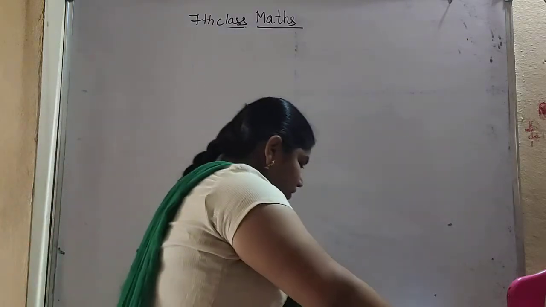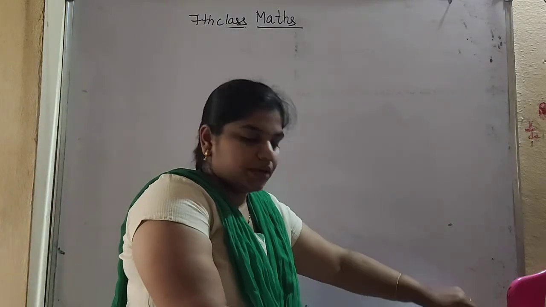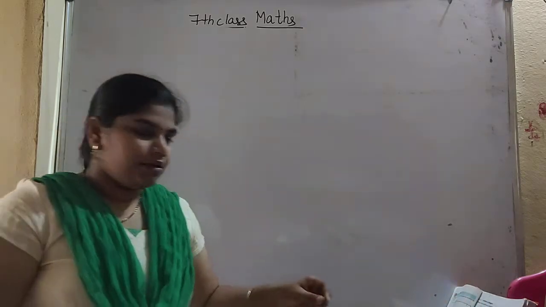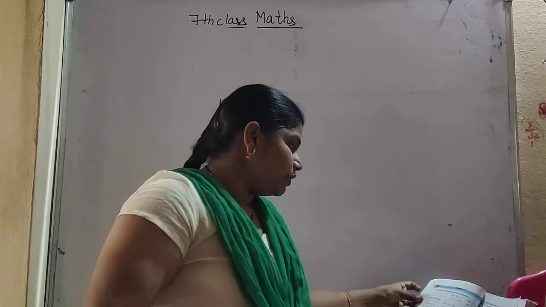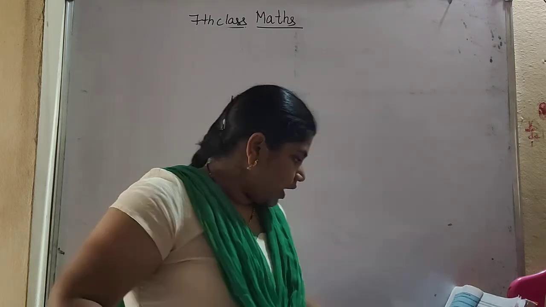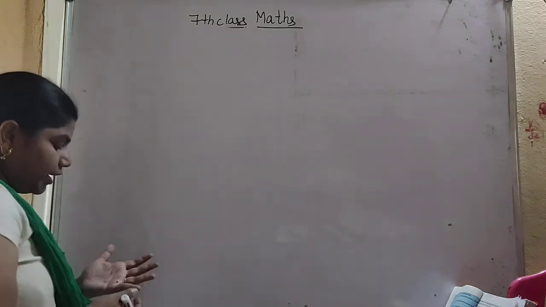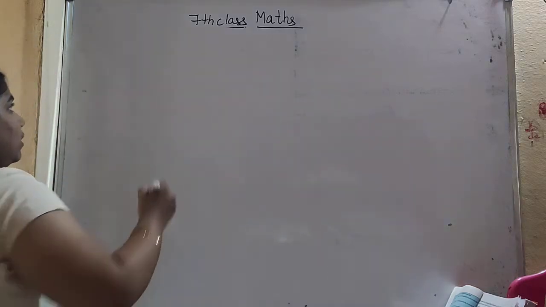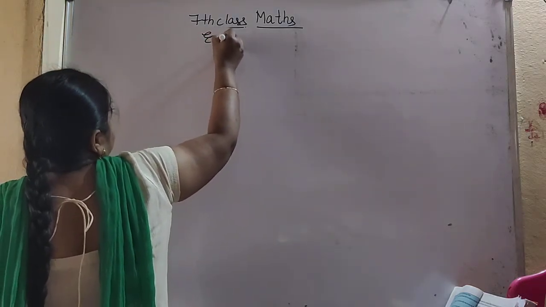Okay, so next exercise. Already we have learned how to add the integers, how to subtract the integers and how to multiply the integers. So on that we are going to start our next exercise, that is exercise number 2. In that, first bit is represent the following addition on a number line. So addition we have to represent on a number line.